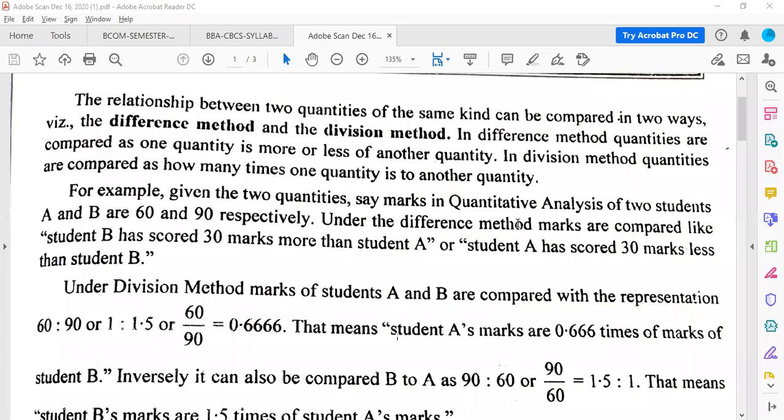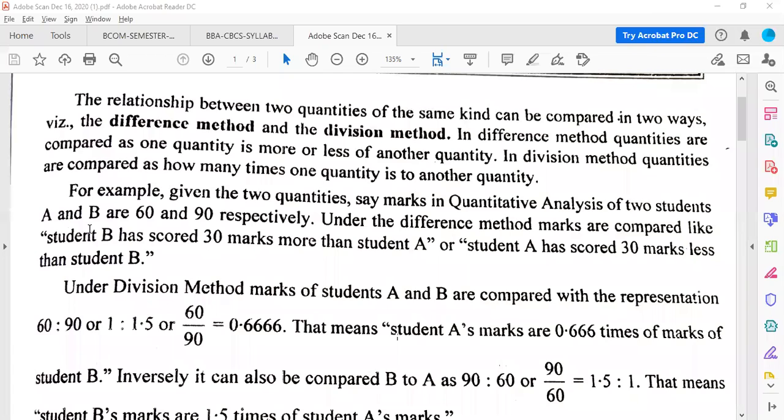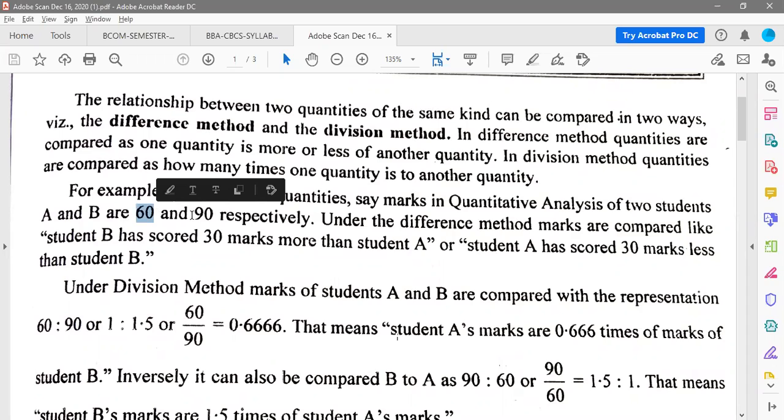Under the difference method, marks are compared like student B has scored 30 marks more than student A. So if you take the difference method, this is how we will compare. We will compare saying that student B has got 30 marks more than student A. Okay, so this is how we compare. Or the other way of comparison is student A has got 30 marks less than student B.